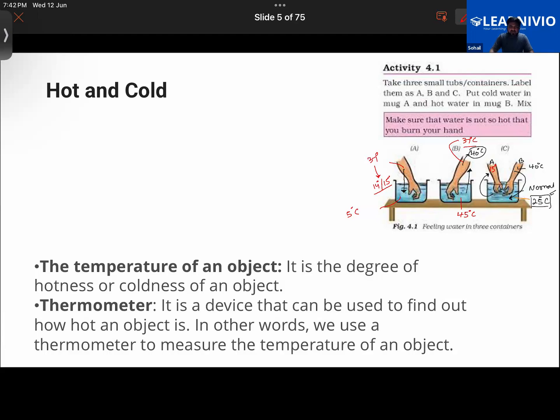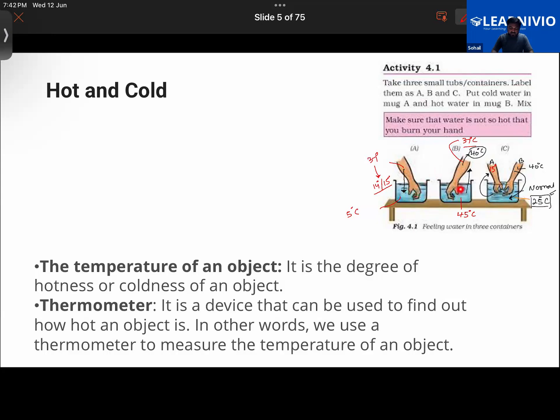So, Fatima, what we have done over here is take three bowls, namely A, B, and C, and put some water in them. In bowl A, you have put some cold water. In bowl B, you have put some warm water, and in this one, you have put some neutral water, neither warm nor cold. Okay? So when you dip your right hand in the cold water in bowl A, it will feel cold.